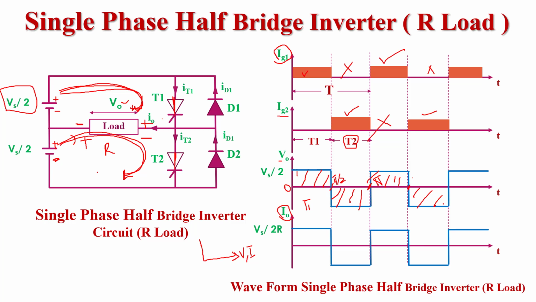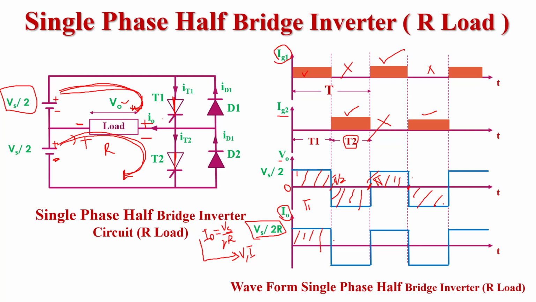And logically here we see during the 0 to pi by 2 time instant, current flows in this direction. This is the reference direction. So this time the output current is also positive. But the magnitude of the output current, we know from Ohm's law, I equals V upon R. So here V means the supply voltage. The supply voltage is Vs by 2, so the output current is Vs by 2R. So the magnitude of the output current from 0 to pi by 2 is Vs by 2R.